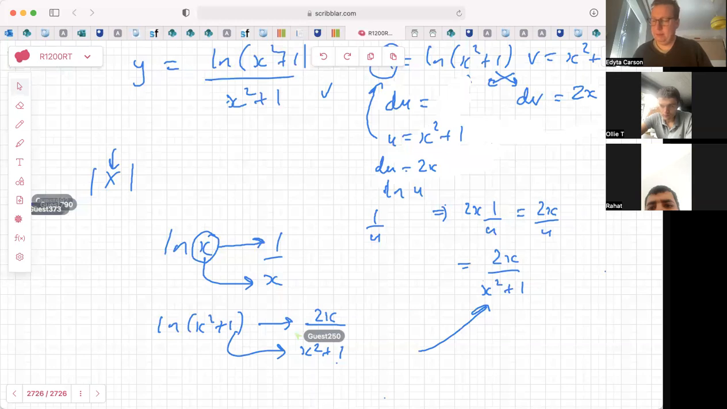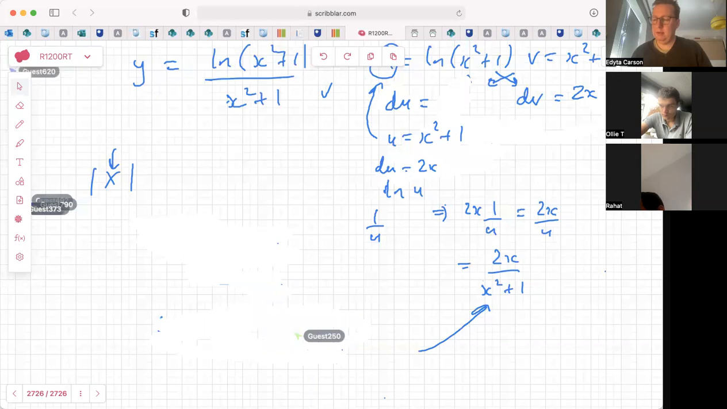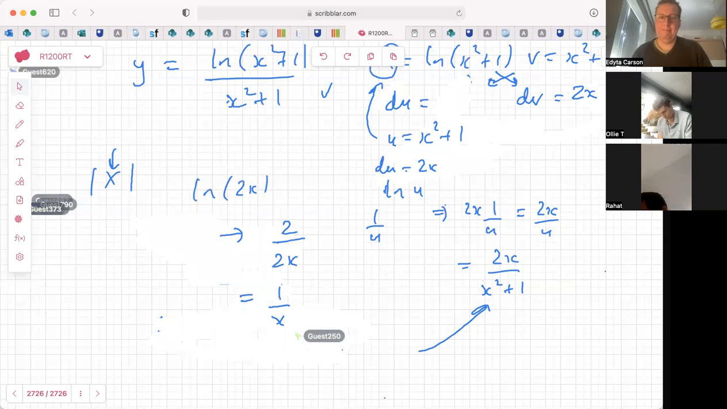Okay, so 2x over x squared plus 1. So if it was log 2x, it'll just become 2 over 2x, which is 1 over x. That actually goes back to 1 over x.